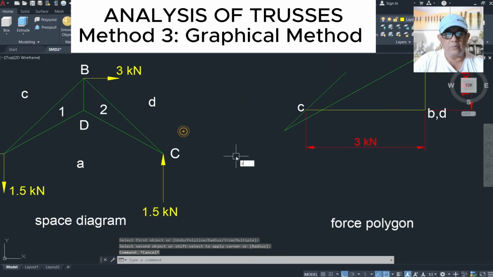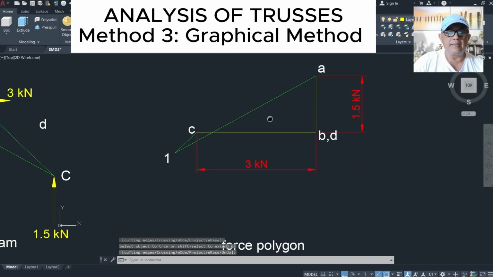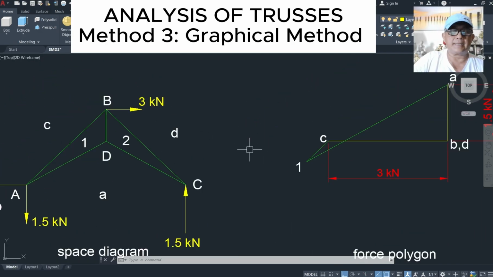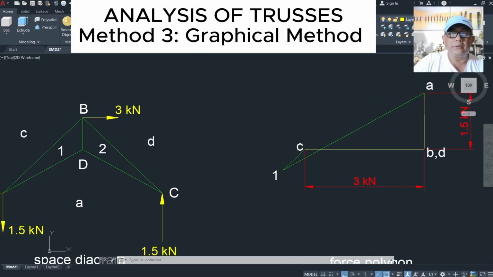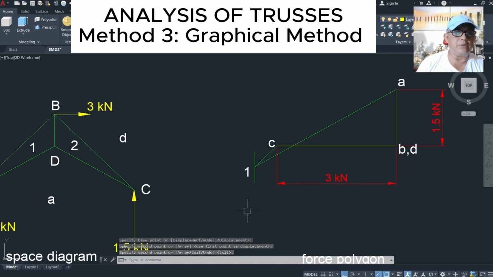So that's point 1. So remove this excess lines. So this is C1, this one is 1A. Next is this line, 1, 2. So considering point D, we have line 1, 2 that is vertical. We have point 1, but we don't have point 2. But we know that this line is going to pass through point 1. So how are we going to locate point 2?